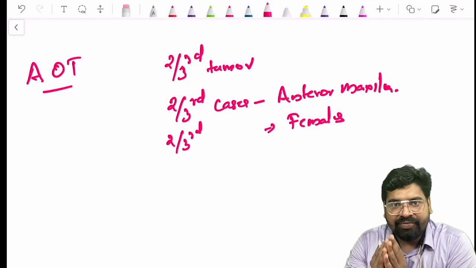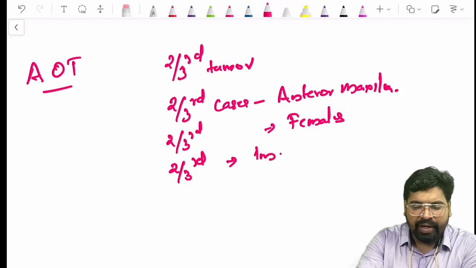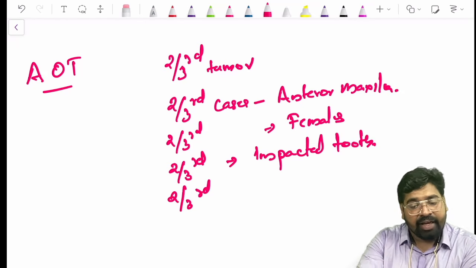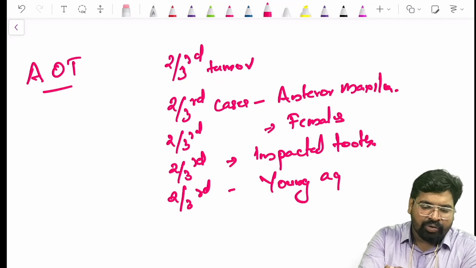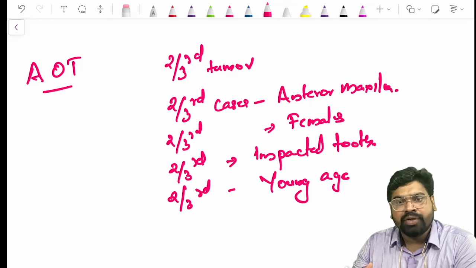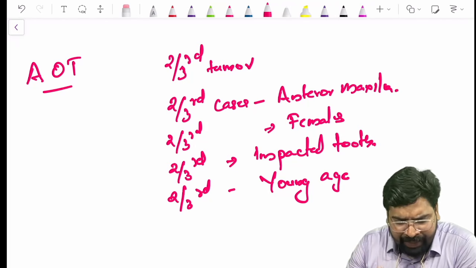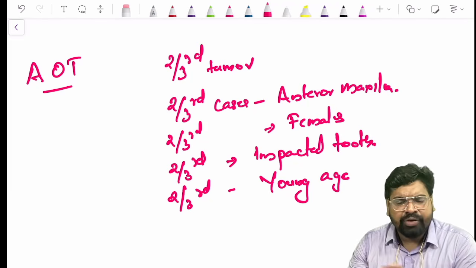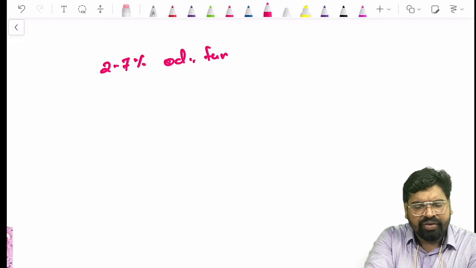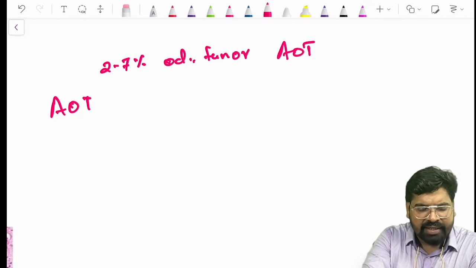These are certain interesting features you should know. Two-third of the cases come along with an impacted tooth, and two-third of cases come in young age. So this is why it is called a tumor of two-third: cases are in the anterior maxilla, and most commonly in young females along with an impacted tooth. AOT makes up 2 to 7% of odontogenic tumors, and AOT is considered a hamartoma.